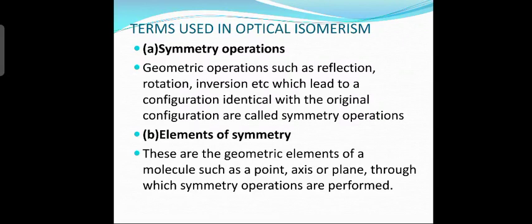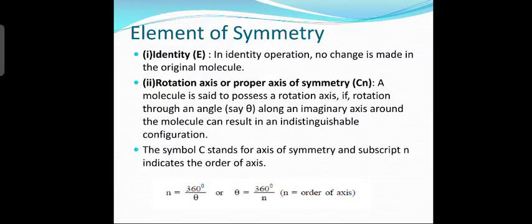Symmetry operation. Then elements of symmetry. These are the geometric elements of a molecule, such as a point, axis or plane, through which symmetry operations are performed. So these are the elements of a molecule, such as a point of symmetry, axis of symmetry or plane of symmetry, through which symmetry operations are performed. So these are called what? Elements of symmetry. Alright.